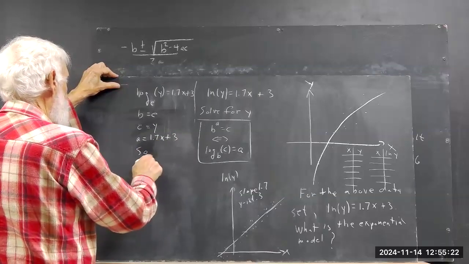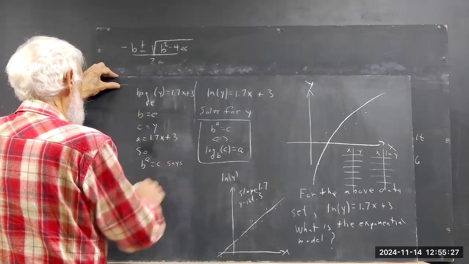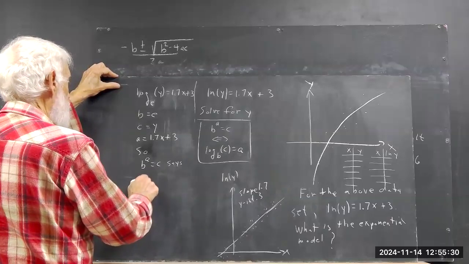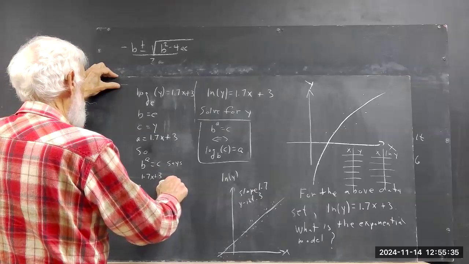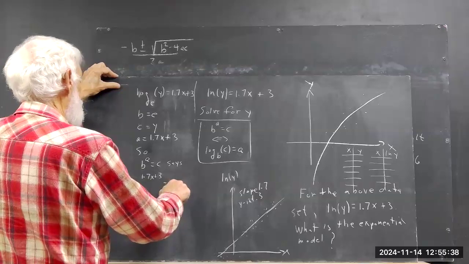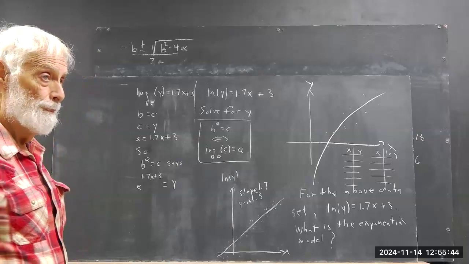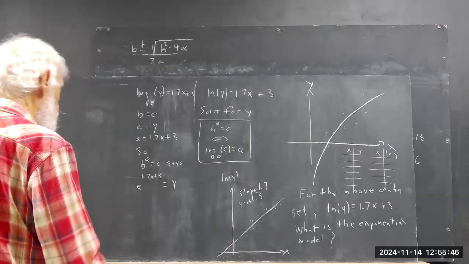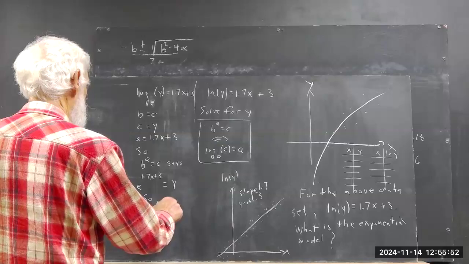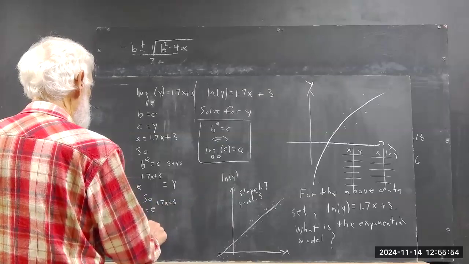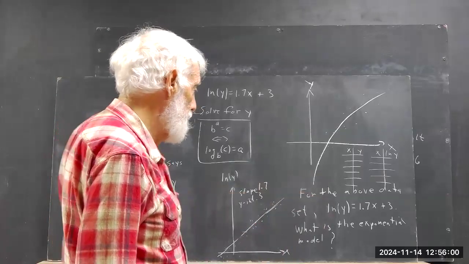So B to the A equals C says e to the 1.7x plus 3 equals y. Okay. So there it is. Okay, but that's not in the form a b to the x.